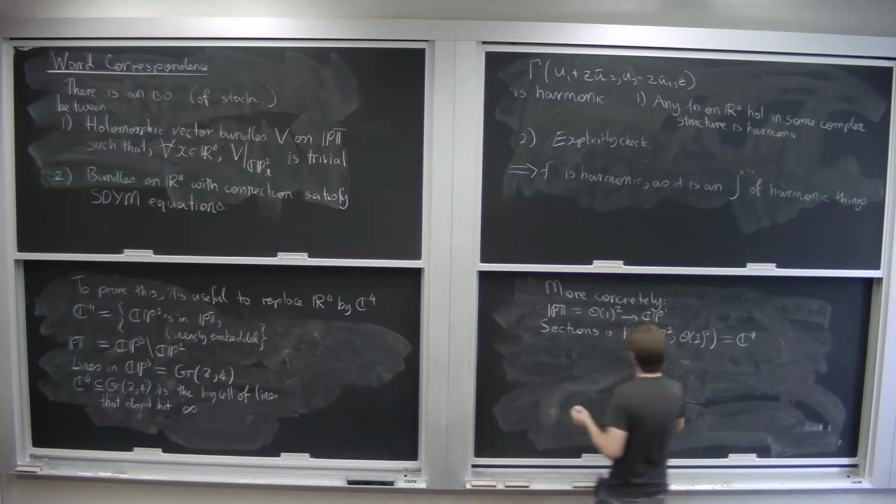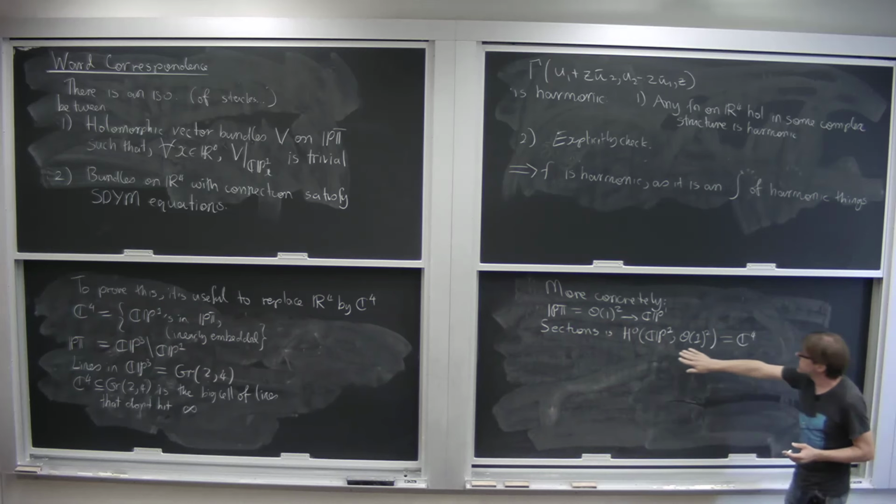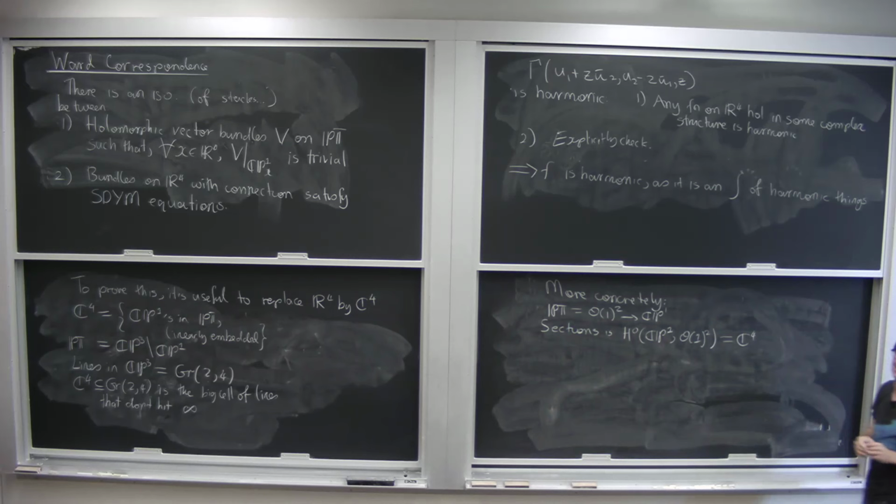So as part of the twistor correspondence, we need to understand a little bit about how twistor space encodes geometry. Sorry, the total space of O(1) squared over CP1. Yes. Then H0 of O(1) squared is C4. So how does a point of C4 define a line? The image of the section. Yes.